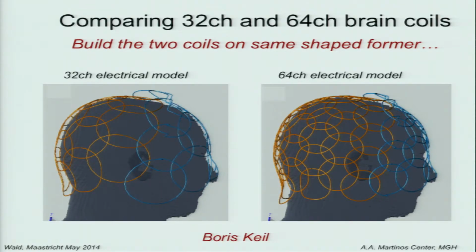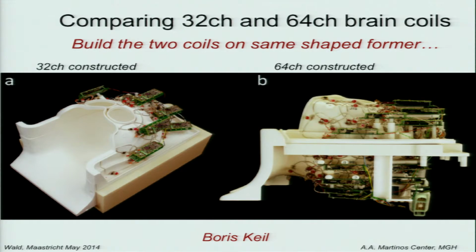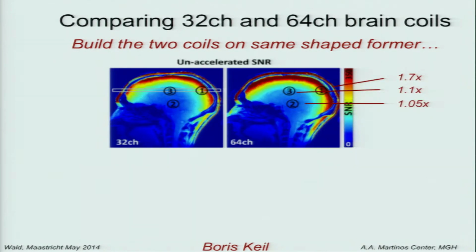Here's a RF coil we made for our 3T scanner where we actually have the channels to plug it into. We built a matched 32 and 64 channel coil on the same former, work of Boris Kiel. Here's the coils. And for unaccelerated imaging, it's kind of unimpressive. The 64 channel does a little better, especially in the outer parts of the cortex, but nothing so much that you'd rush out and build one.